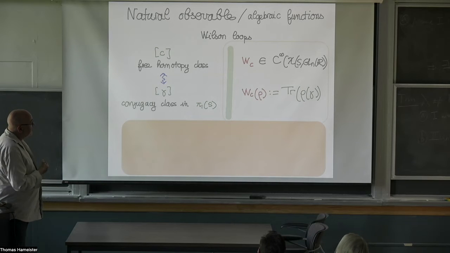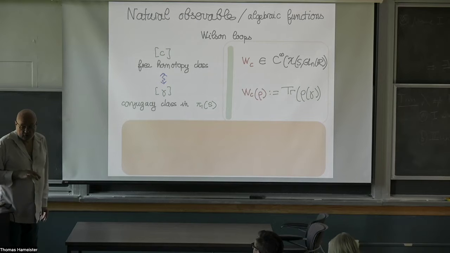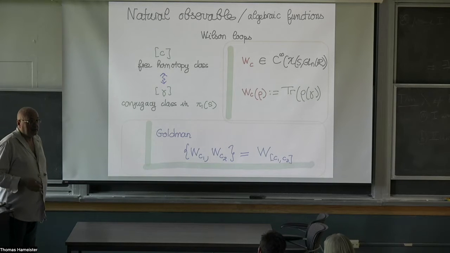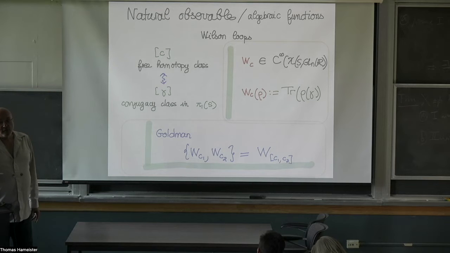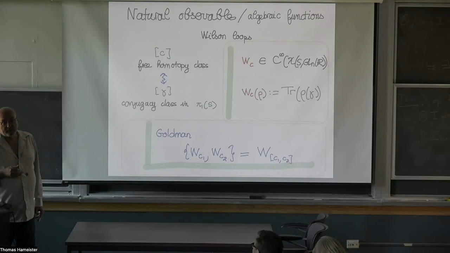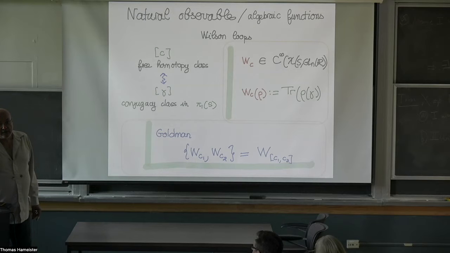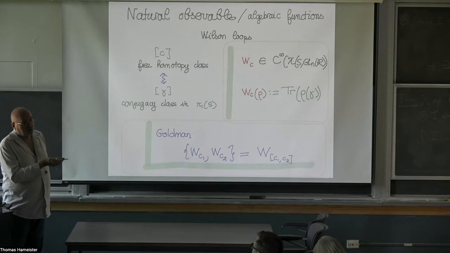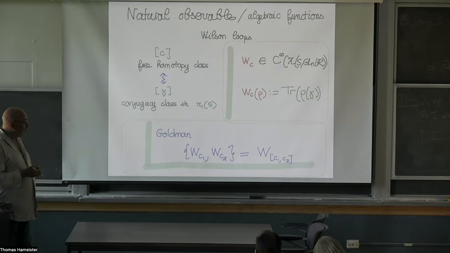Okay, so now the question is, what is a bracket of two Wilson loops? So the answer is given exactly by the result of Goldman. If you take the Poisson bracket of these two Wilson loops, it's exactly the same thing as the Wilson loop associated to the Goldman bracket of the two functions. So the very topological thing I defined before is related to the Poisson structure of character varieties.